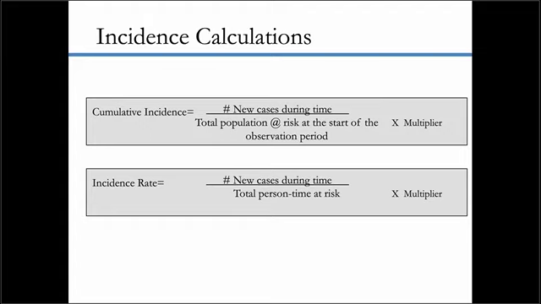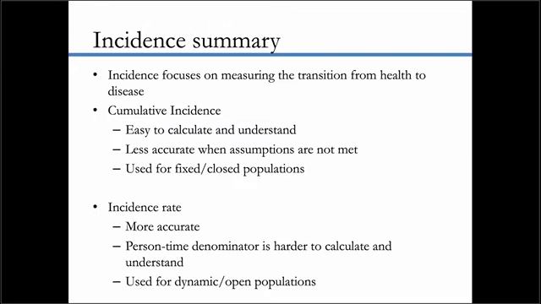So to summarize incidence, incidence focuses on measuring the transition from health to disease. So essentially what we're trying to examine is that moment when a person gets the disease and determine the rate at which that disease is happening. Our cumulative incidence is the easier measure that we have because it's easy to calculate and understand, because you're just starting out with a population at risk and seeing who develops it. However, it's less accurate when the assumptions of cumulative incidence are not met, and those assumptions will be given in more detail in the next part of this lecture.